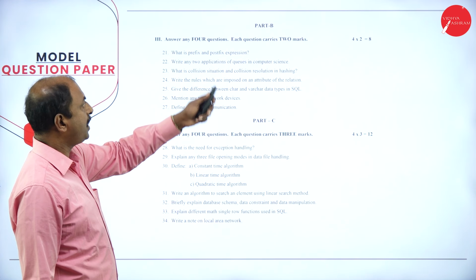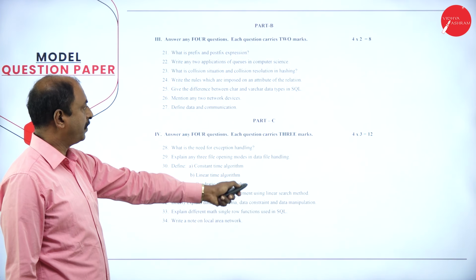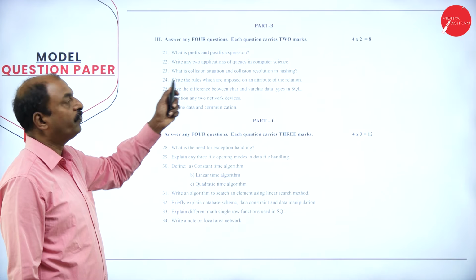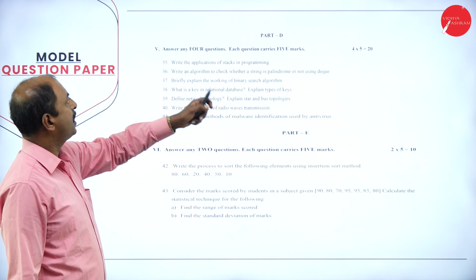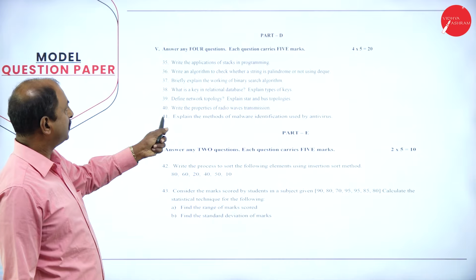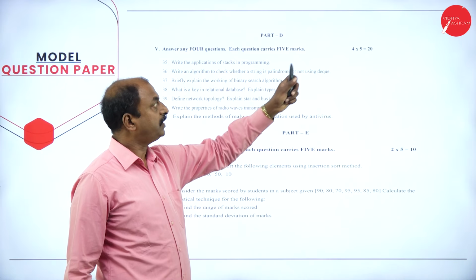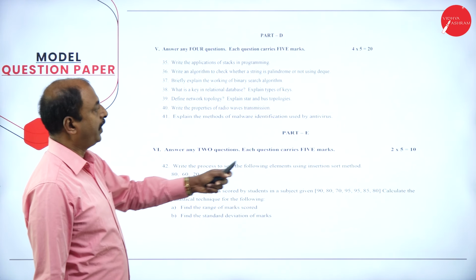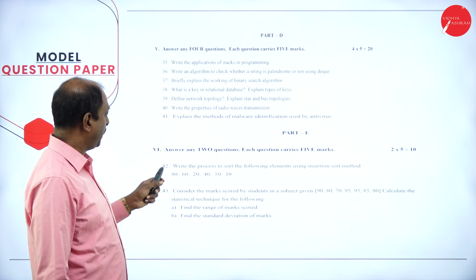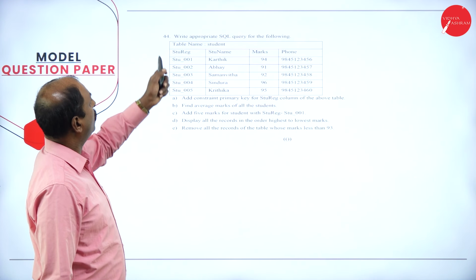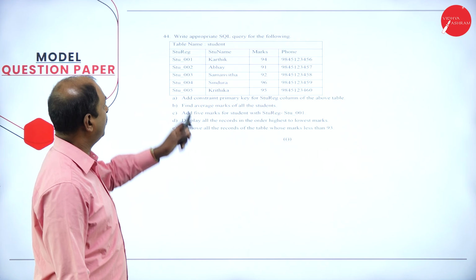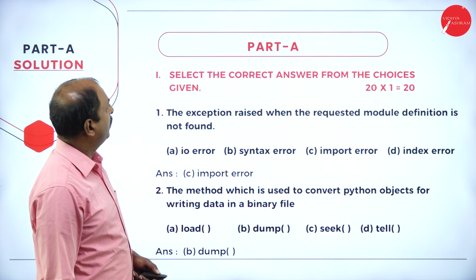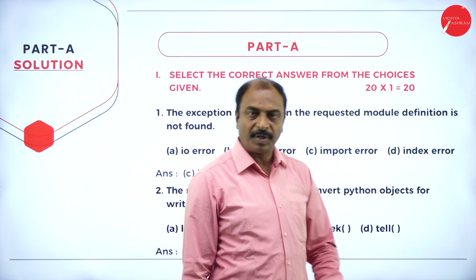And in part B, 7 questions. You're supposed to answer any 4. And part D, there are 7 questions and you're supposed to answer any 4. It is 5 marks questions. Part E, again 5 marks question. You have to answer any 2 out of 3. So last question of the question paper is question number 44. So there are 44 questions in this question paper. Now let us start answering these questions one by one.